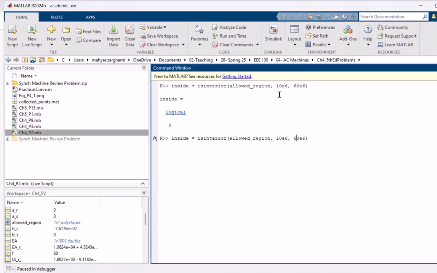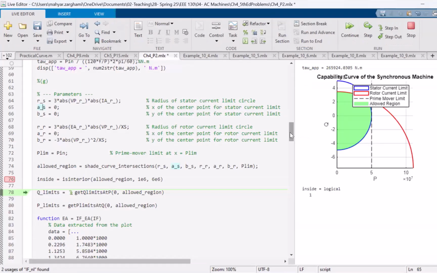Remember, for the generator, you could go minus, which means that you are receiving reactive power from the grid. Again, but what about this? If you make it just 6 megavars, this point is inside. Okay. All right. So there are two more functions here I want to explain.